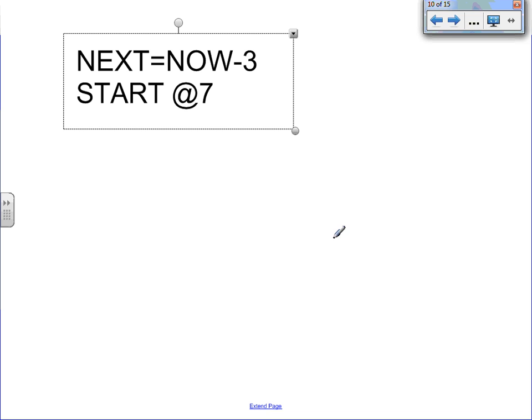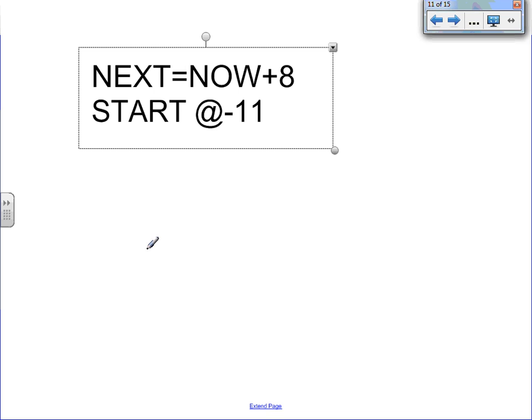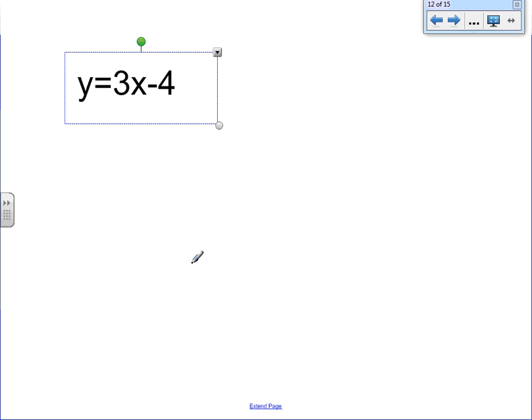You try that one. Pause for a brief second so that you can do it, or you can pause yourself, I guess. Write me a y equals equation based on that. We'll talk about that in class. Okay. I think you can do this one as well. Y equals. Okay, that's pretty good. You can pause. And then if I give you a slope-intercept equation, can you work backwards and get me the next-now equation? I think you can.